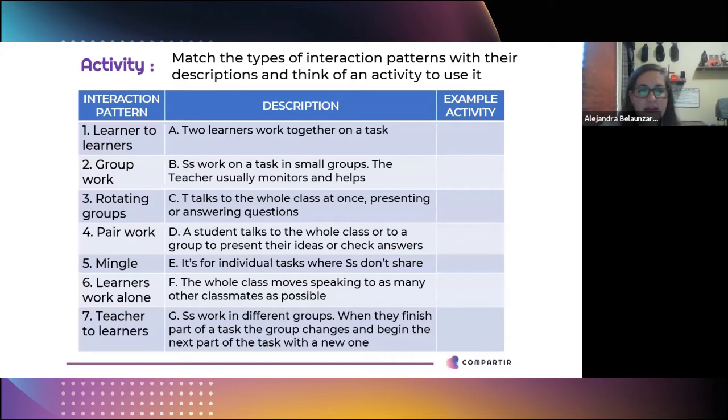Then we have the teacher talks to the whole class at once, presenting or answering questions. How do we call that? Number 7, teacher to learners. Okay, very good. And at which points in my class it's important that I use this interaction pattern? When presenting structures, introducing a grammar form, yes. When introducing language, mainly, okay?